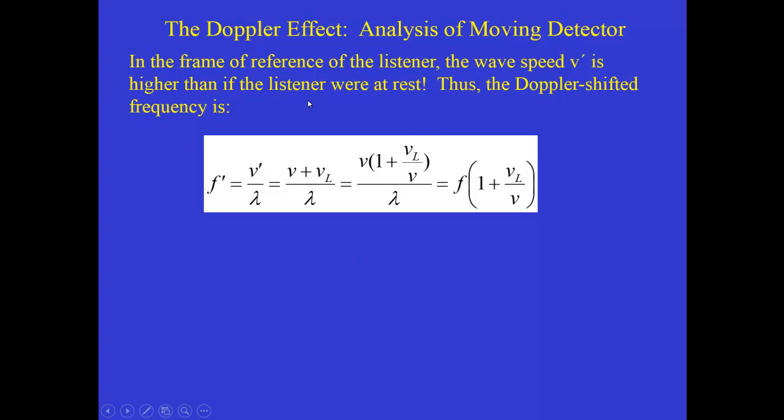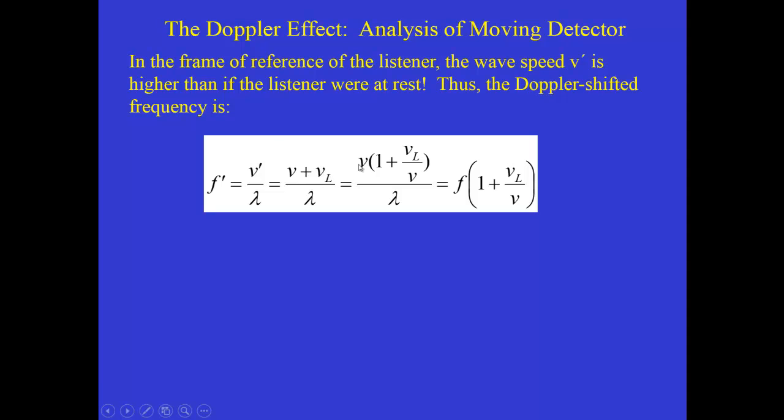Well, here's what happens. In the frame of reference of the listener, who's the one doing the measuring, the wave speed increases. And that's because the wave is traveling towards the listener, but the listener is traveling towards the wave. And so the apparent velocity of the wave coming towards the listener is greater by the amount of the listener's velocity. And so if we write the Doppler-shifted frequency now as v prime over lambda, where v prime is the new wave speed, v prime is v, the original wave speed, plus the velocity of the listener.